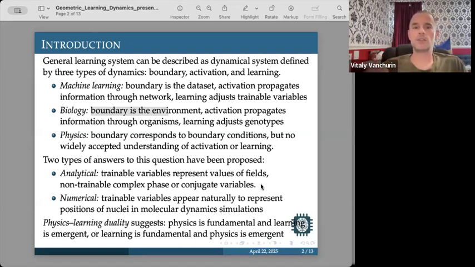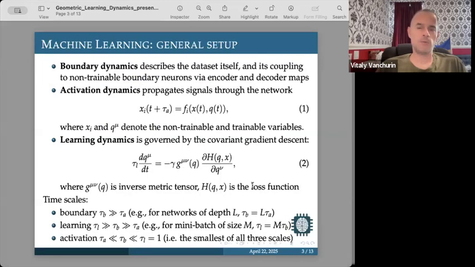So here in this talk, I'll take the unusual approach and say, okay, well, let's assume that learning is fundamental and see what comes out of it. Okay, so now since learning will be our starting point, let's review what learning is in the context of machine learning, because there we can define it very precisely. All three types of dynamics, and again, I'll repeat myself, by boundary dynamics, I mean a data set.